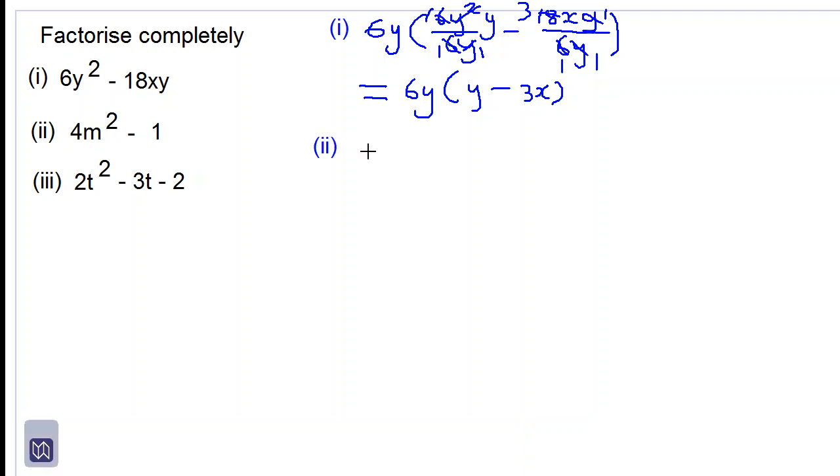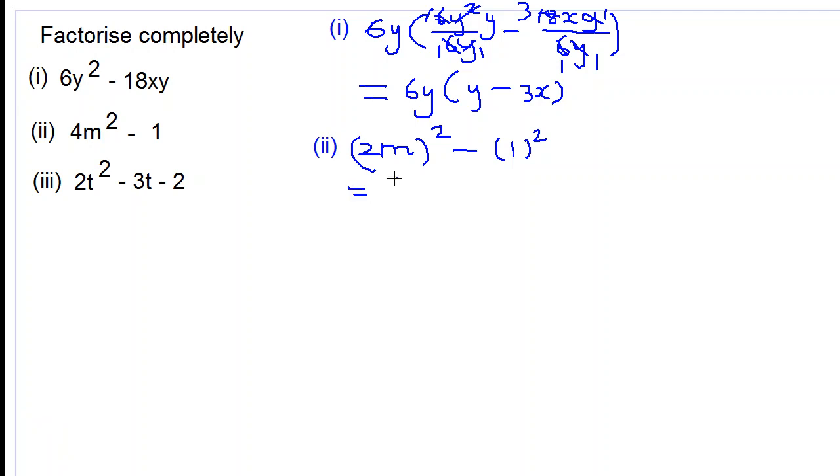4m squared subtract 1. This is an example of a difference of two squares. So we find the square root of 4m squared, and we get 2m. So 4m squared is equal to 2m to the power 2. Subtract the square root of 1, which is 1 squared. So we write the expression as a difference of two squares.